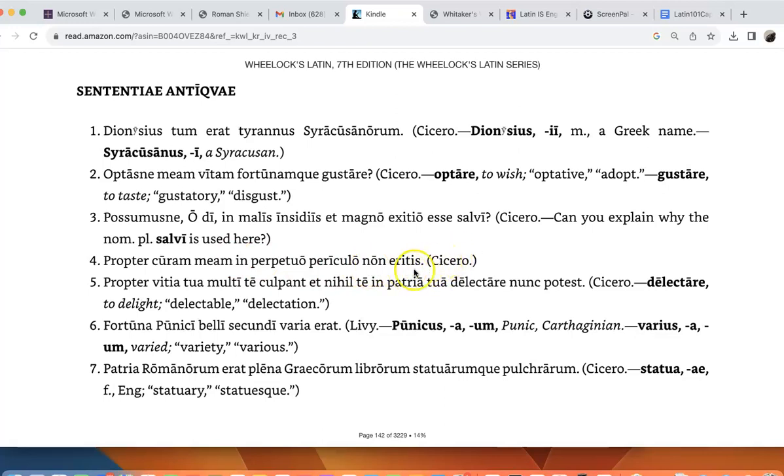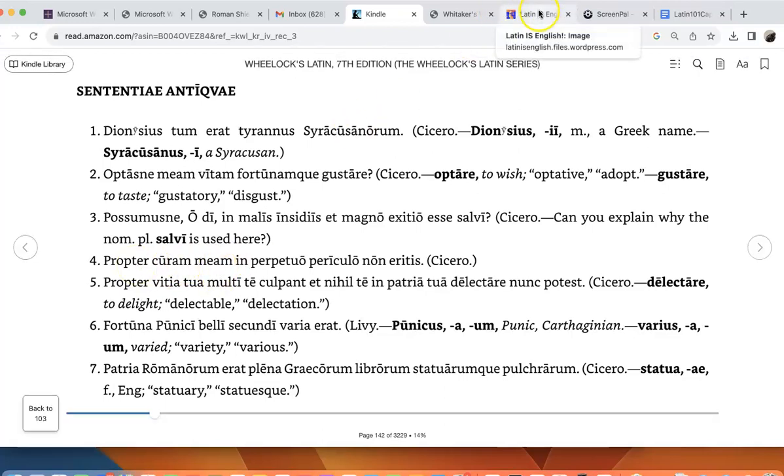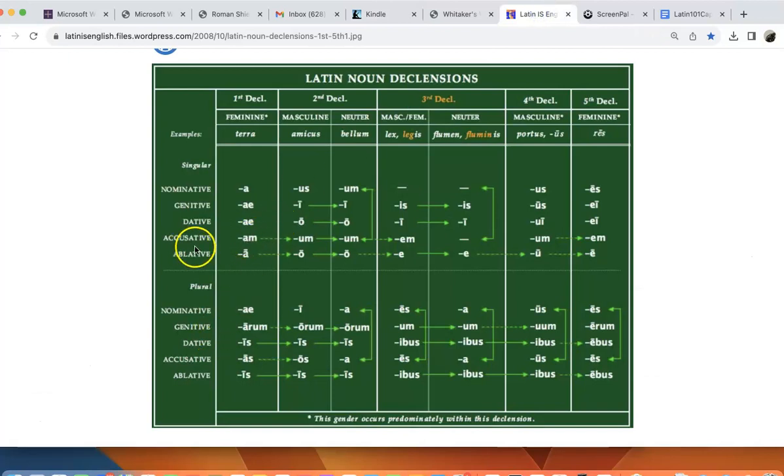Cicero was beheaded. Of course, we all know how Caesar died. So because of my care, so propter is always followed by the accusative. So here we have am. Why? Because first declension accusative singular is am.